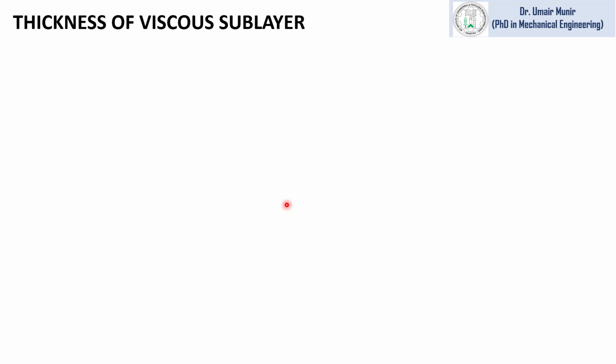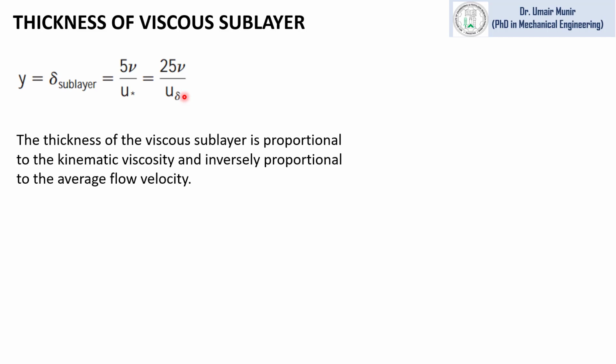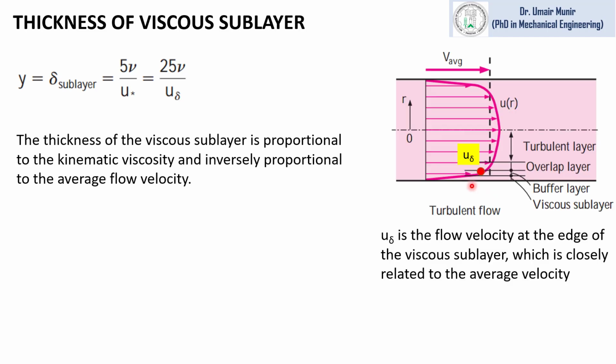We can also find the thickness of the viscous sublayer, which is the ratio of kinematic viscosity and average flow velocity. Here in this expression, u delta is nearly equal to the average flow velocity.